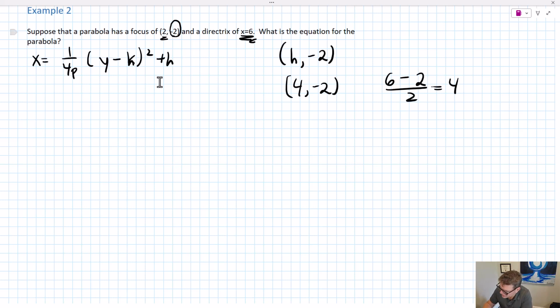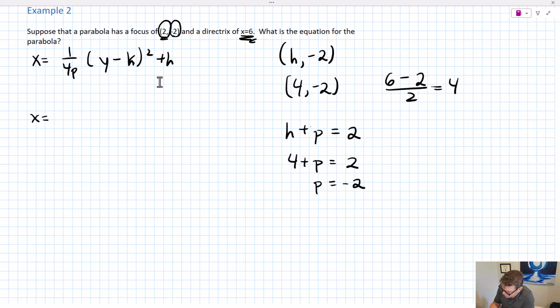Now, the next thing that we're going to do is go find P. So remember that the focus is K plus P, or excuse me, in this case, H plus P, and that's going to equal the H value for your focus, so that's going to end up equaling 2. Now, H is 4, so we've got 4 plus P equals 2, so P is going to end up equaling -2. And that gives me all the information that I'm going to need.